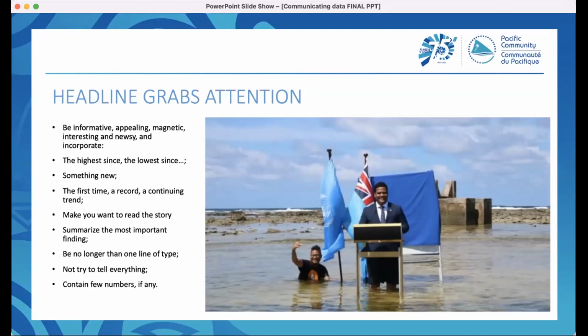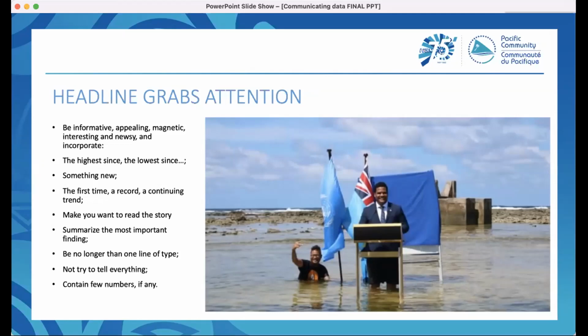Some good things to include in your headline, again, as long as they're backed up by your findings or your data. Things like if you're able to say this is the highest since, the lowest since, something new, something that has happened for the first time, a new record or a continuing trend. Again, these are things that stories can be built around, and they're newsworthy.